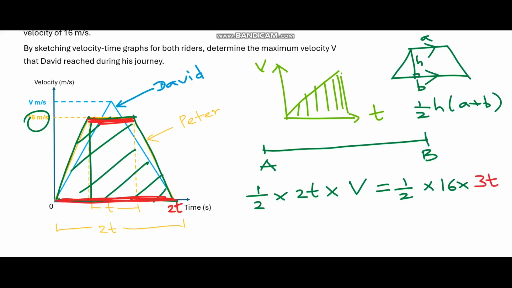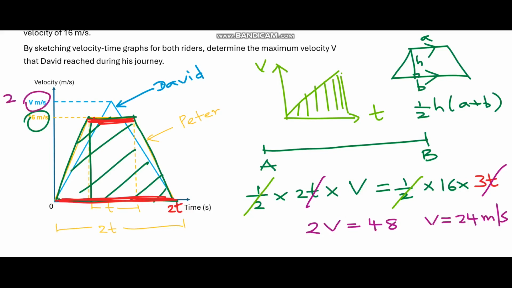Okay. So conveniently, half and half will cancel out. t and t will cancel out. What we are left with is 2v is equal to 16 times 3, that's 48. Therefore, v is equal to 24 meters per second. So this is 24.